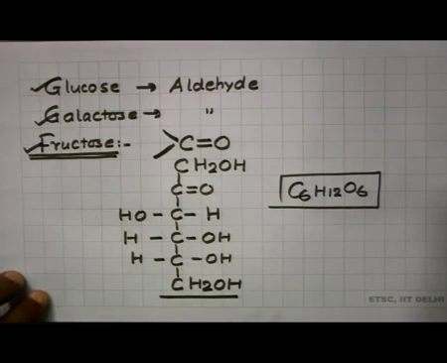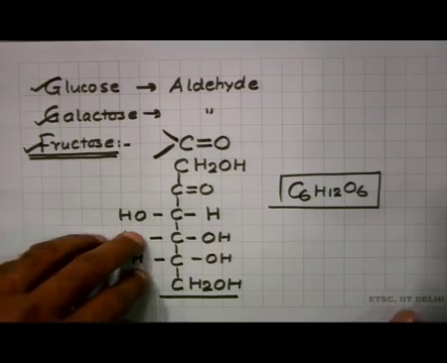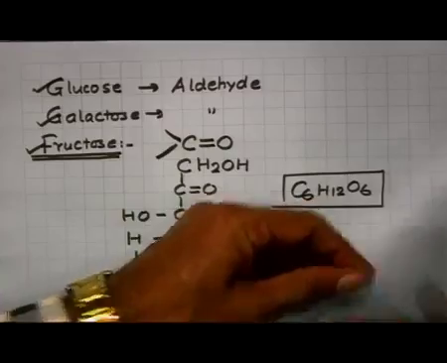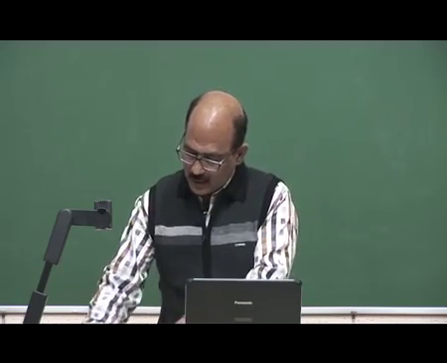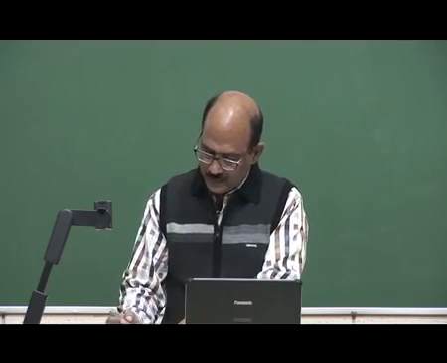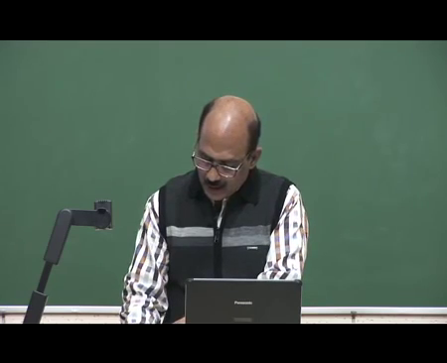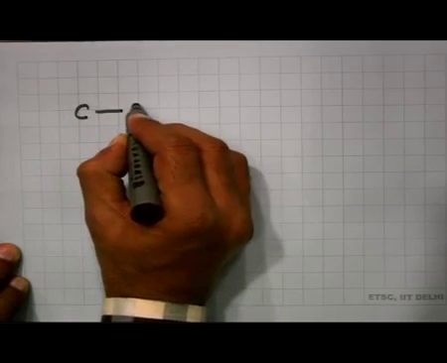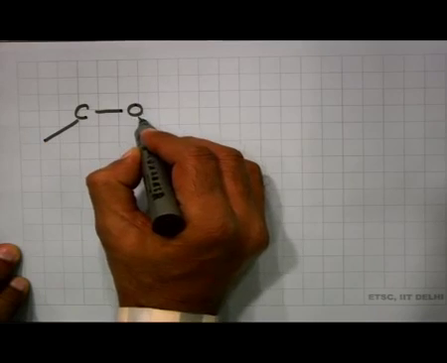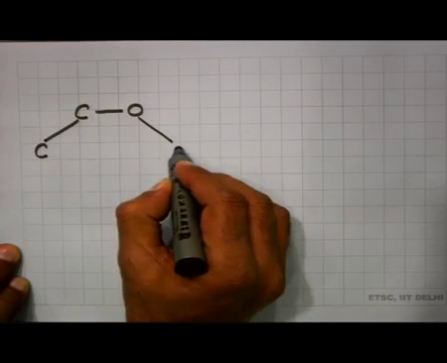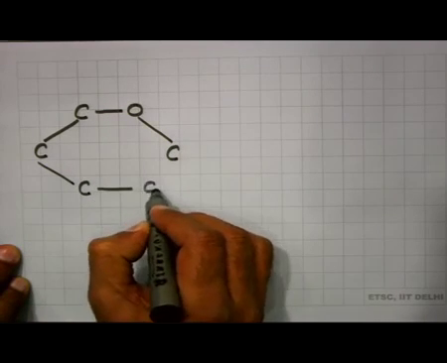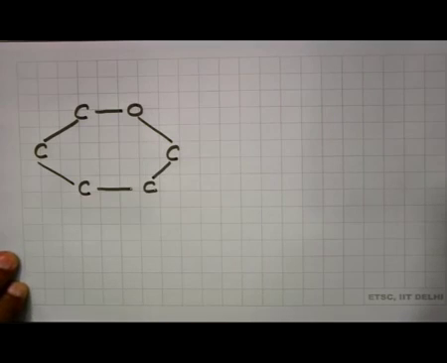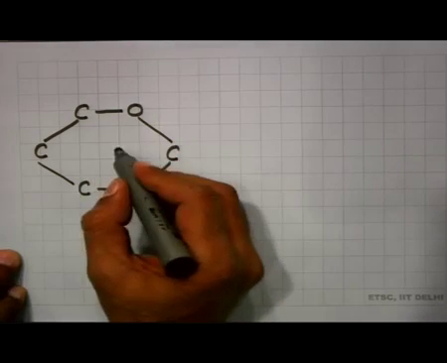These are also found in the ring form, which we will discuss later. Now, how do these hexoses, glucose, galactose and fructose, form the ring structure? The ring structure of glucose is of this type. There are 2 types of ring found in the hexoses, that is the pyran ring and the furan ring. This is the pyran ring.